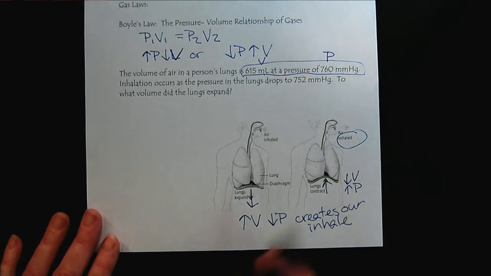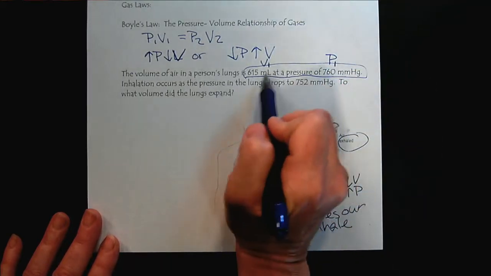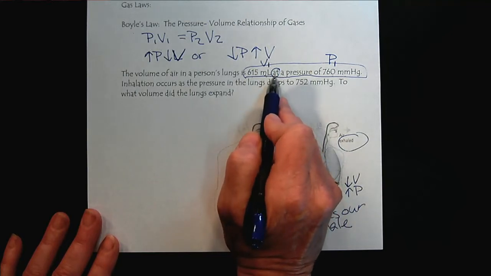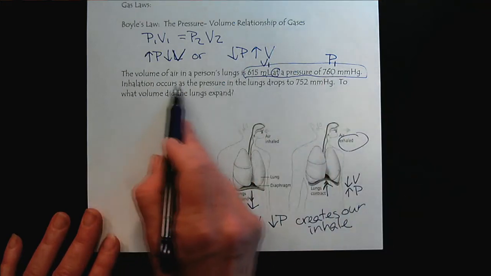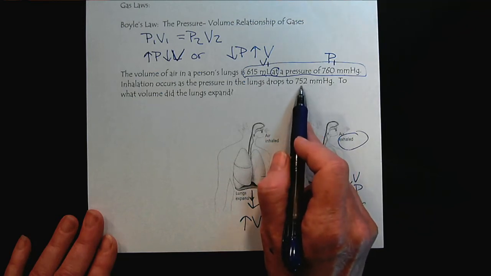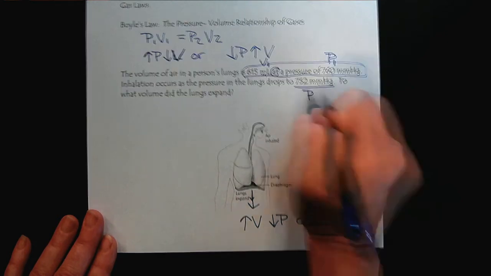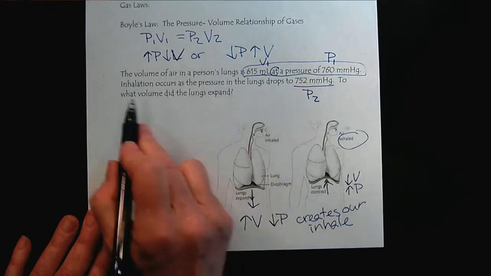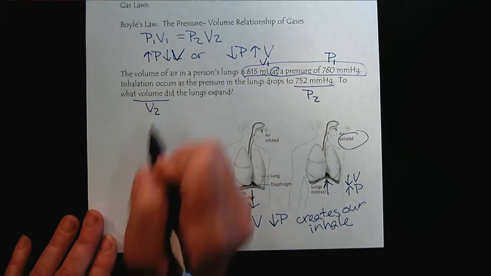Alrighty. Since these are the first ones we've looked at, we'll link them together. The main thing is this volume at this pressure. The word "at" there helps us know that this volume is linked to this pressure. Inhalation occurs as the pressure in the lungs drops to 752. These units tell us this is a pressure, and we already have one pressure, so this will be our new pressure. To what volume did the lungs expand? So this would be V2.